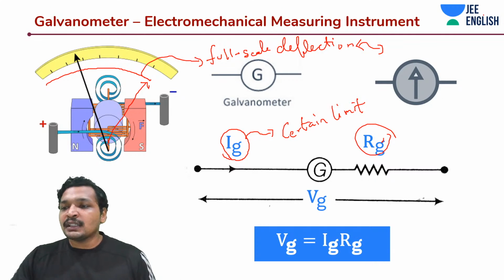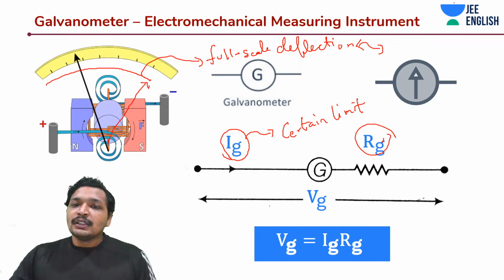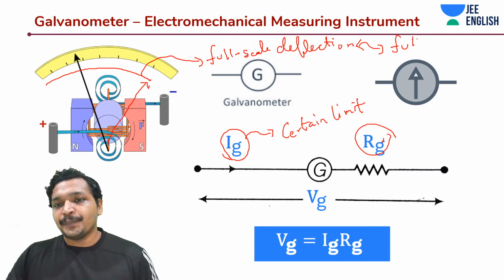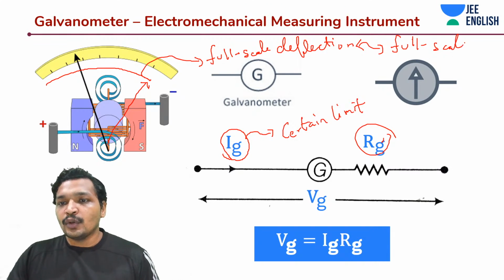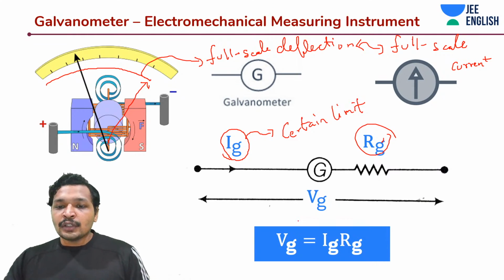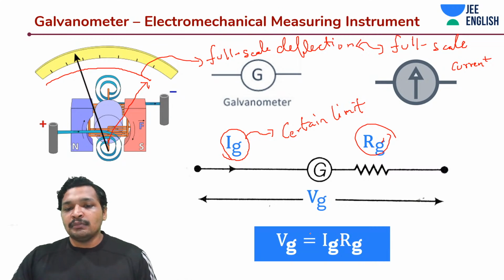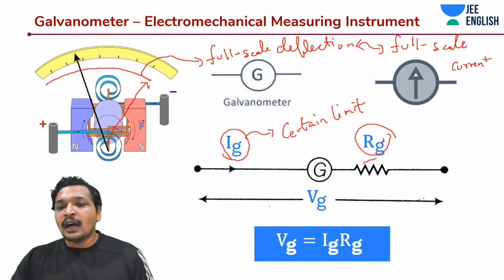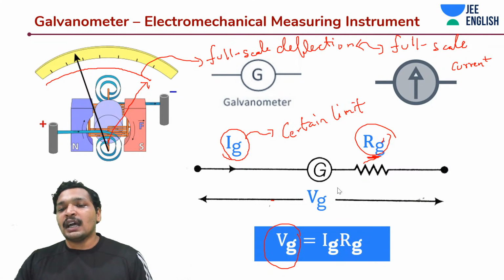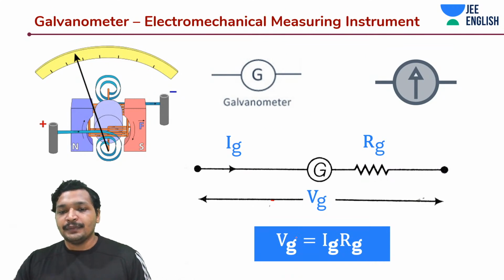Resistance is like the galvanometer's property. So this full scale deflection is dependent upon a full scale current. This equation holds true for any current, because R then gives the voltage that would be produced across the galvanometer. But in this equation we are specifically talking about full scale voltage and full scale current.